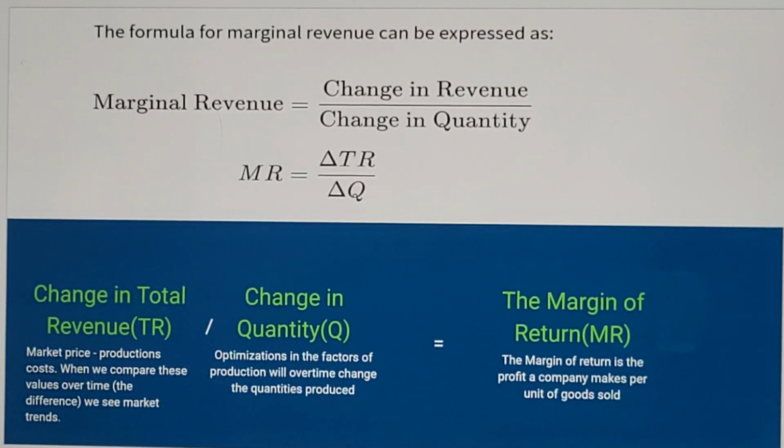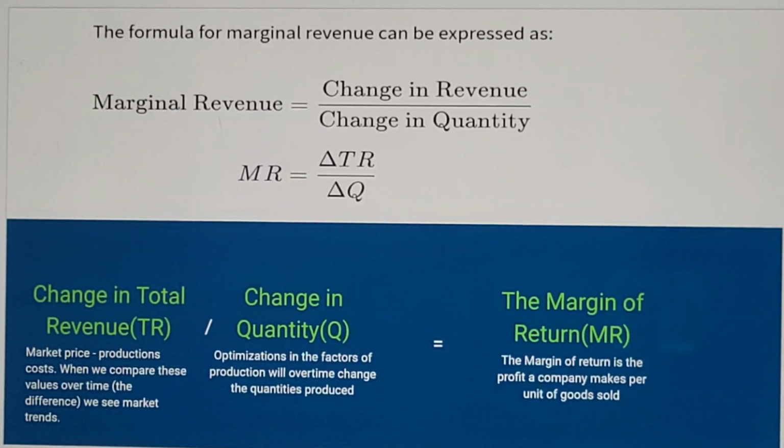Optimization in the factors of production will over time change the quantities in production. When we compare this, we can see the difference or the change in quantity. The margin of return is the profit a company makes per unit of goods sold.